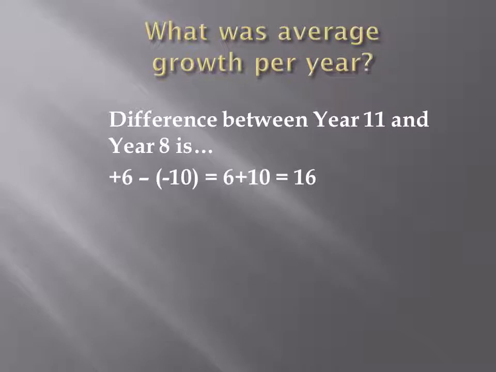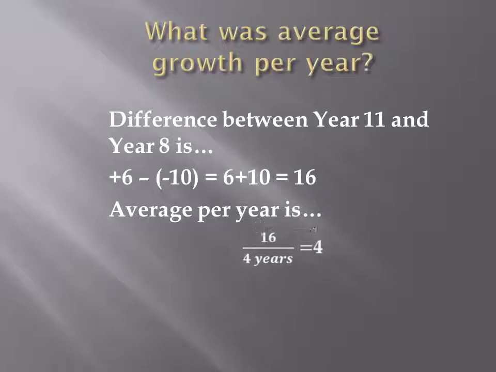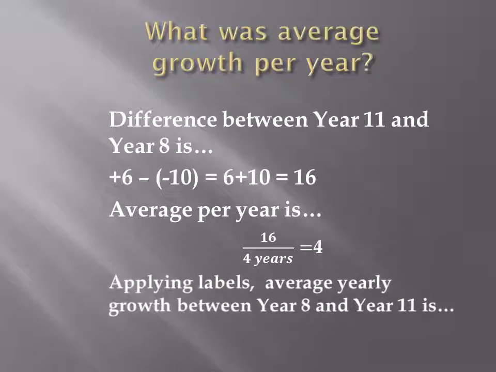So we want to look at the difference between our value at the end of year 11 and our value at the beginning of year 8. End of year 11, our value was plus 6. Beginning of year 8, our value was minus 10. So 6 minus minus 10, or 6 plus 10, equals 16. So there was a growth of 16 during the years of 8, 9, 10, and 11. Now to find the average yearly growth, we want to divide that number by the number of years.